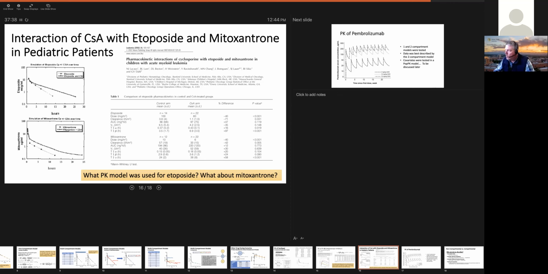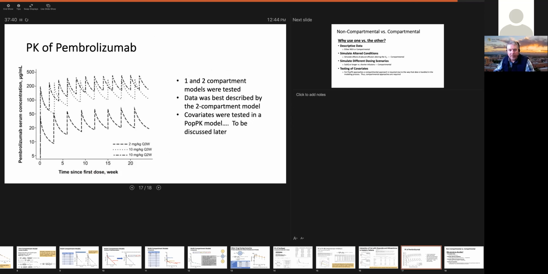What about some more recent stuff? Here's some PK of pembrolizumab, so an anti-PD-1, or something that works the PD-1, PD-L1 axis here, an antibody. And I brought this up since there's a lot of biologic antibody therapies. And now, if you look, here's some data that was looked at from a number of actually Pembro trials.